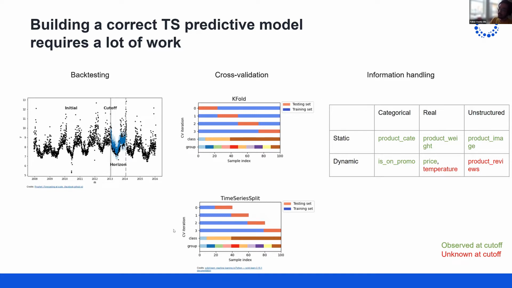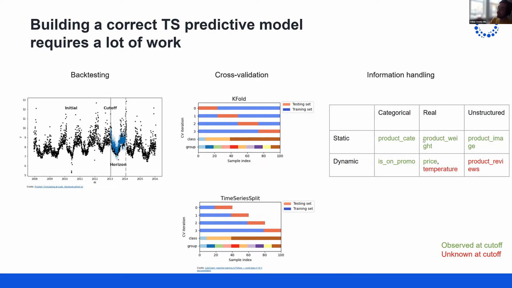When you are searching for the parameters and evaluating your models using cross-validation, unlike a normal k-fold cross-validation, you need to do something very specific, very much like what you do with backtesting. You need to make sure that information is not leaked from the future. You need to do time series-based splits.